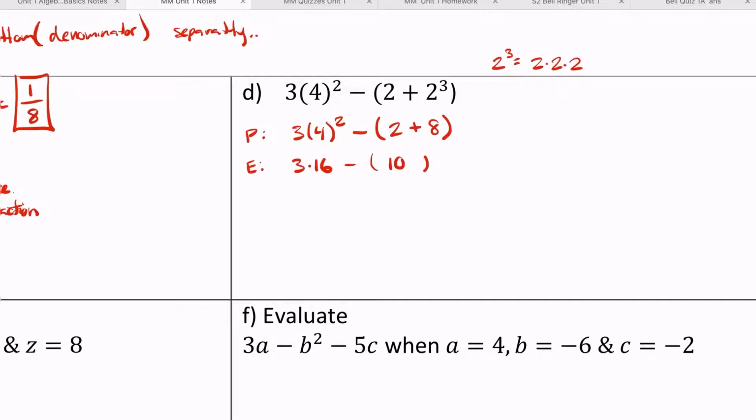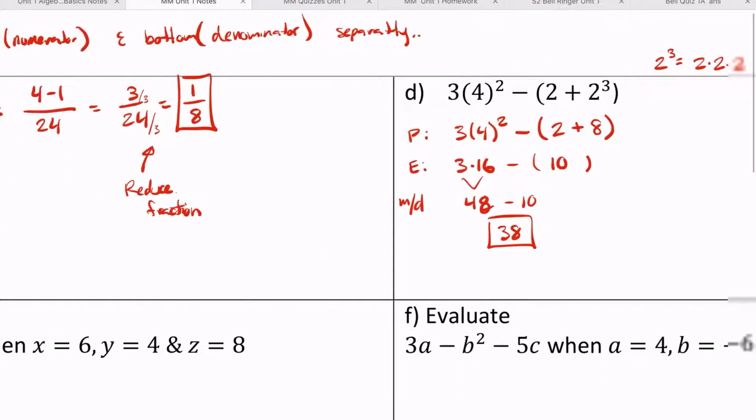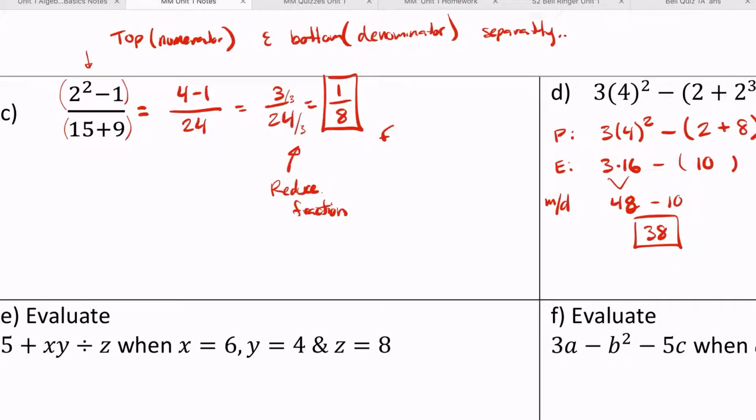Okay, and then we're going to do multiplication, division. That gives us 48 minus 10 over 30, or what gives us 38. Okay, so that would be our answer when we subtract 10 from there. Okay, and one thing with these, leave these as a fraction. Leave as a fraction. Okay.